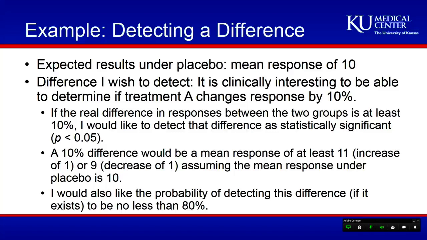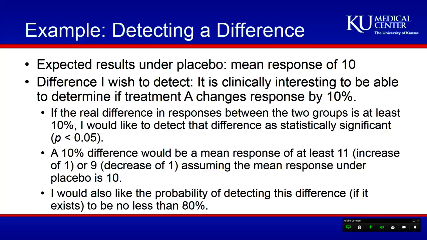The key here is, what do I wish to detect? So how far away from 10, above or below, do responses need to be in treatment A before I say that's clinically interesting? That might be a real thing, as opposed to just random fluctuations in this measure that I'm taking. And so it's determined either by pilot data, other studies published in the literature, or your own knowledge of whatever this outcome is that you're measuring, that if treatment A changes response by 10% in these patients, that's clinically interesting. It turns out 10% is actually just a 1 unit difference.